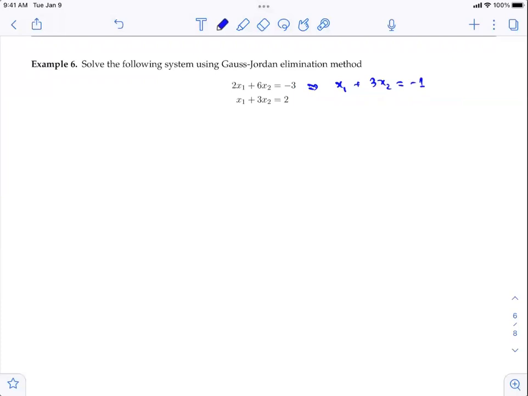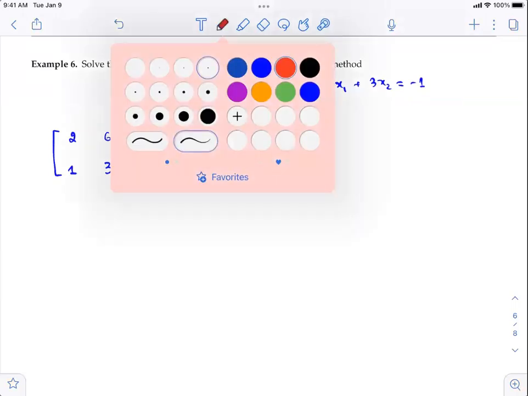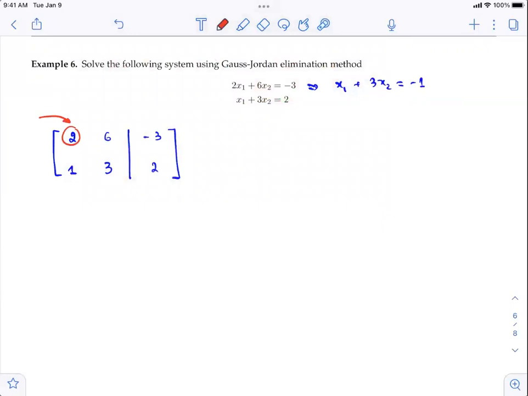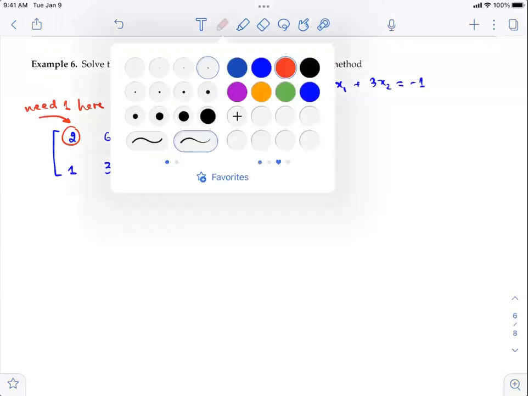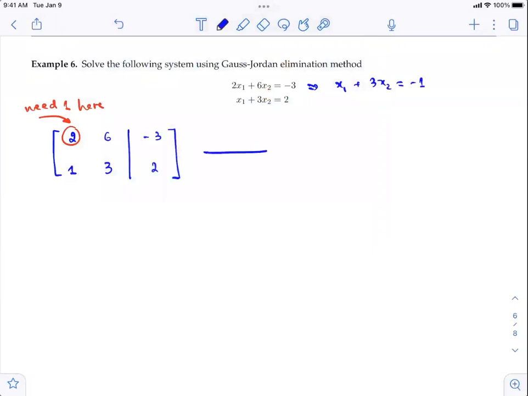So again, the first step is to form the augmented matrix of this particular system. So 2, 6, -3, 1, 3, 2. All right. So this is a good system to look at because we recognize again that we need a 1 here. From the last two examples, what we usually do is divide both sides by 2. But here in this case, what you can do to make 1 appear in that leading entry is to swap two rows. So I'm going to swap row 1 and row 2.